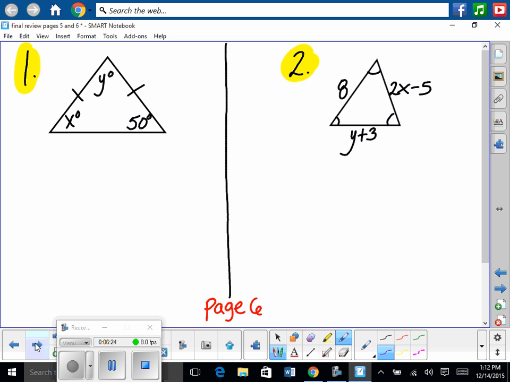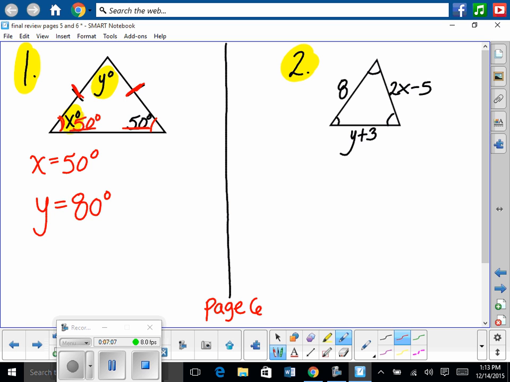Okay, so we're on page 6, and we're asked to find x and y on number 1. The first thing we have to look at is what we are looking for. We're actually looking for two angles of a triangle. We know that all three angles of a triangle add up to 180, and if we have an isosceles triangle, then the angles across from the equal sides will be the same. If sides are the same, their angles are the same. So if this side is across from 50, and this side is across from x, x must equal 50 degrees. So we have 50 degrees right there. And then all three angles better add up to 180. So 180 minus 50 is 80. So y must equal 80 degrees.